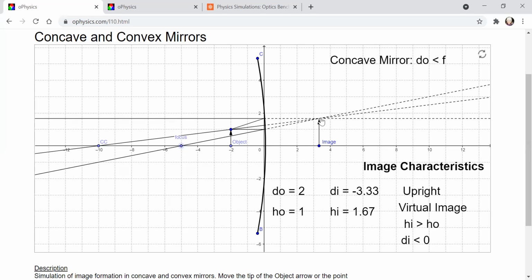Larger. This arrow is bigger than this one, so the image is larger. Is it upright or inverted? Upright. They're both pointing the same direction, so it's upright. Where is the image located? Between 3 and 4. Good, between 3 and 4.